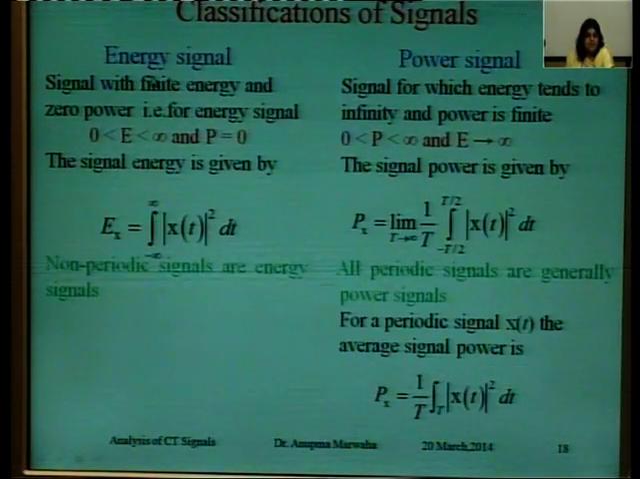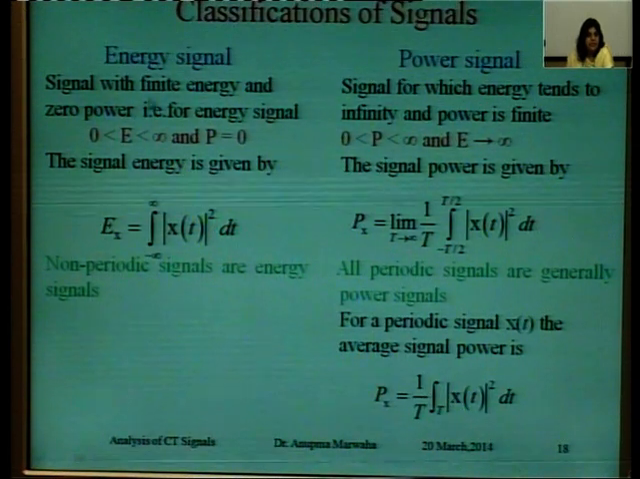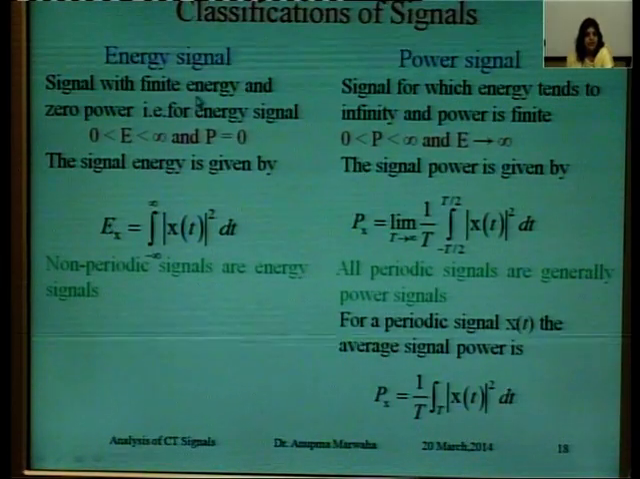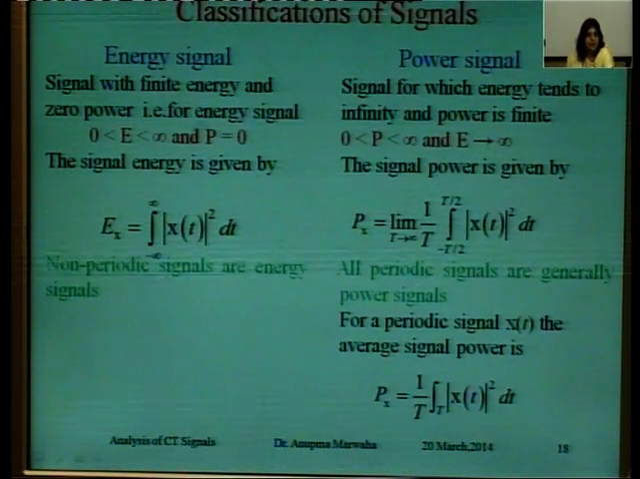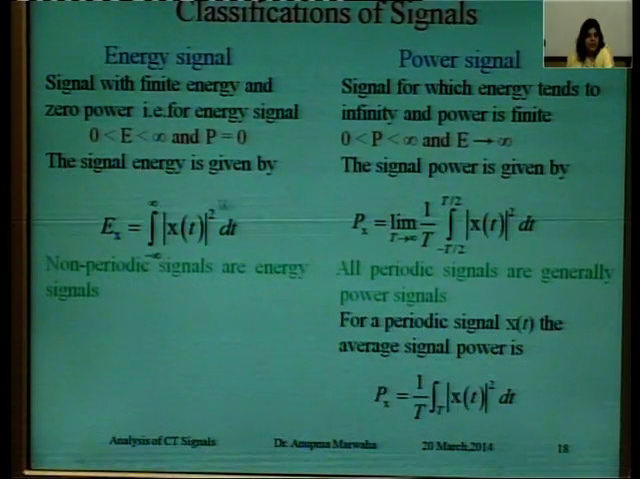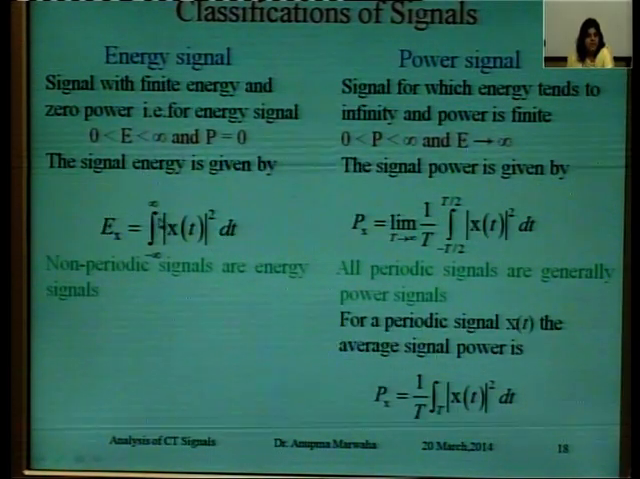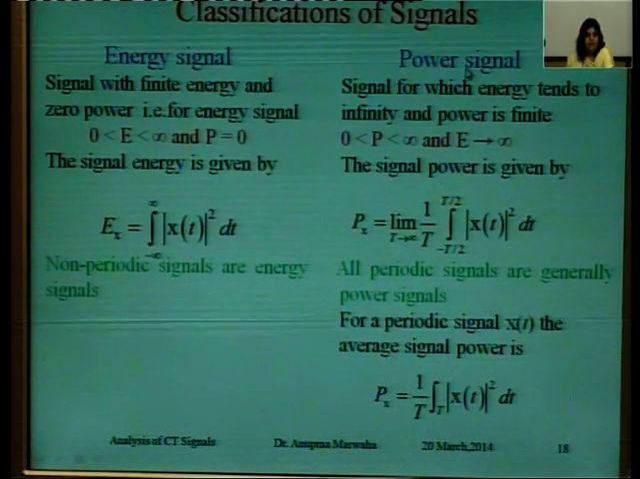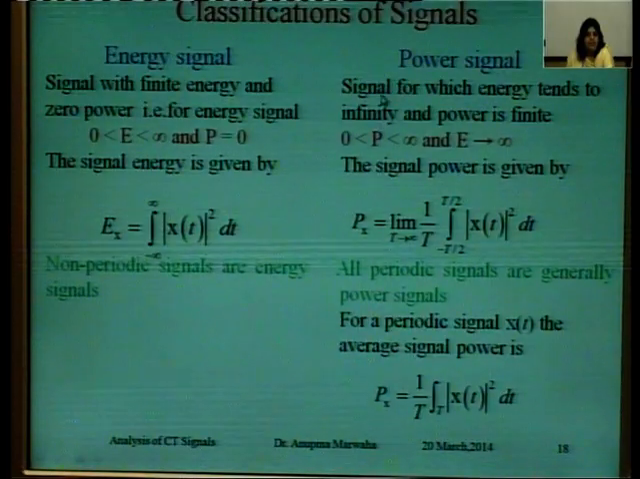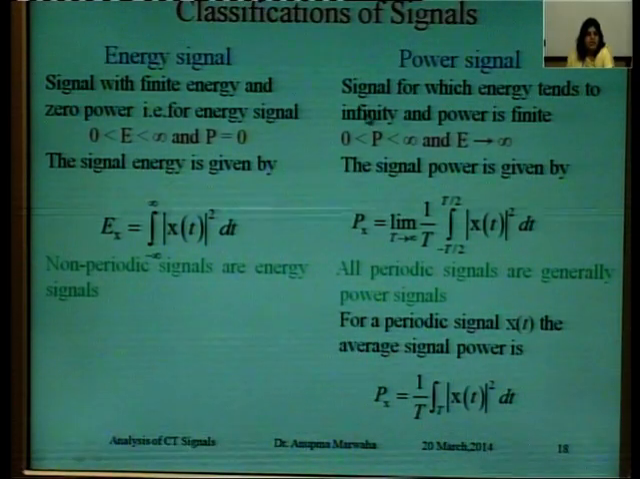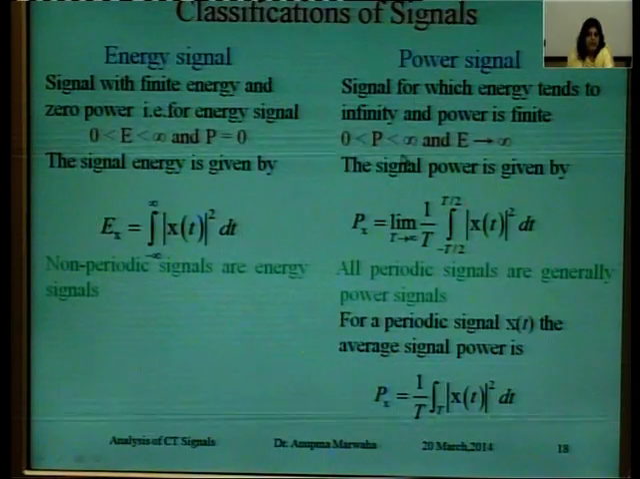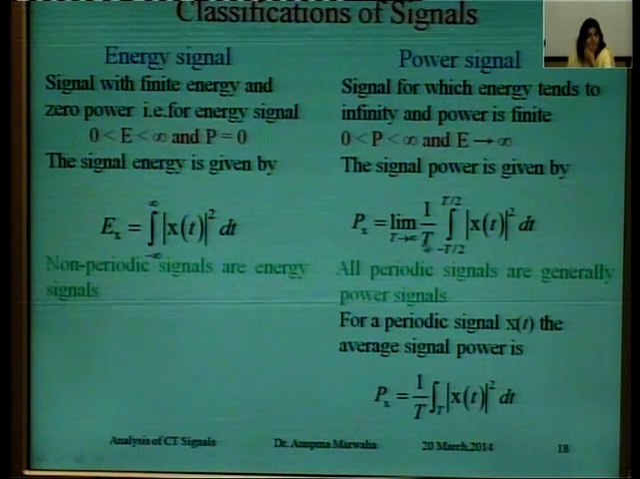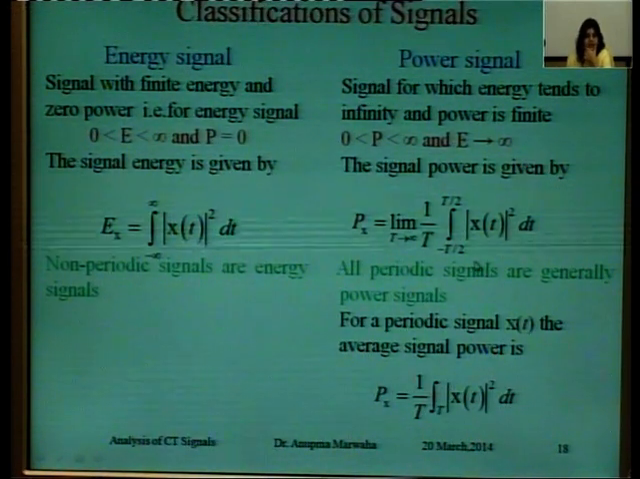The next classification is energy signal and power signal. Energy signal, as we have defined earlier, is one which has finite energy and 0 power. The corresponding energy is given by the expression we defined earlier, the integral of the square of x(t) from minus infinity to infinity. And what is a power signal? A power signal is one for which the energy tends to infinity and power is finite. The signal power, again as we have defined earlier, is the limit of 1 by T0 times the integral of x(t) squared dt from minus T0 by 2 to T0 by 2.